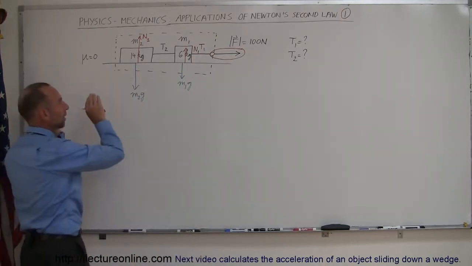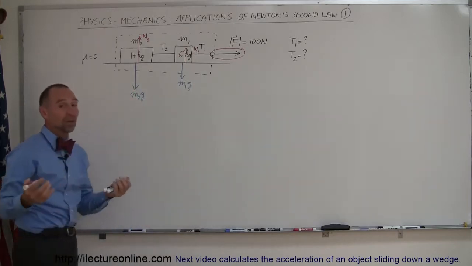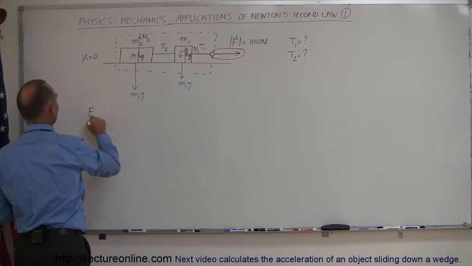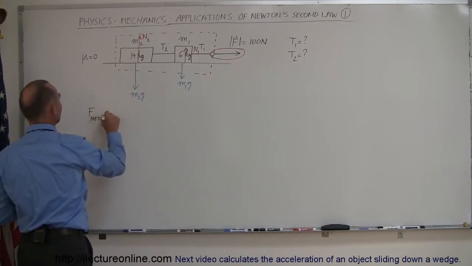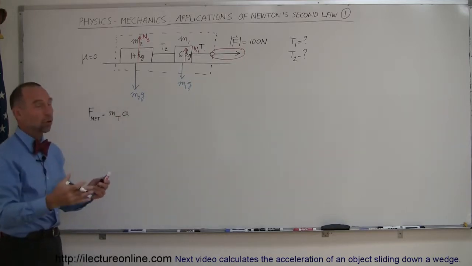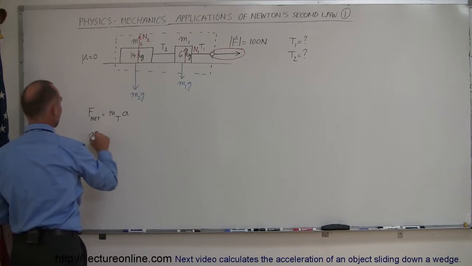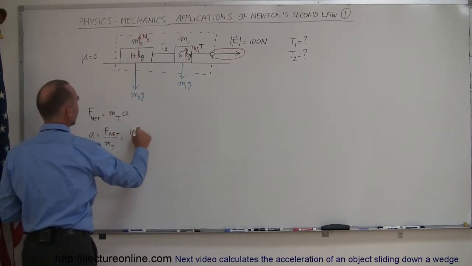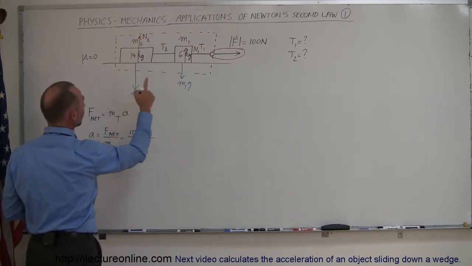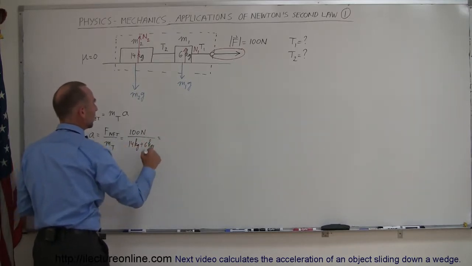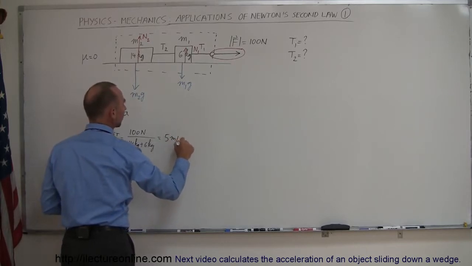Therefore, the whole system will accelerate to the right at some acceleration determined by Newton's second law. So we can start by saying that F net in the x direction is equal to m total times acceleration. The subscript t simply means the total mass of the whole system. Therefore, the acceleration is equal to F net divided by m total, which is 100 newtons divided by the sum of the two masses, 14 kilograms plus 6 kilograms. That's 100 divided by 20, or 5 meters per second squared.